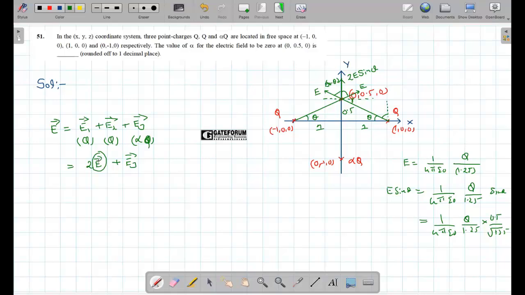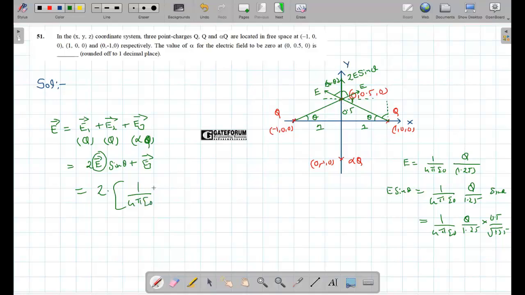So that can be substituted here. So this is going to be 2E sin theta plus E3. Now what is E3? Now I can write this as 2 times 1 upon 4 pi epsilon naught.